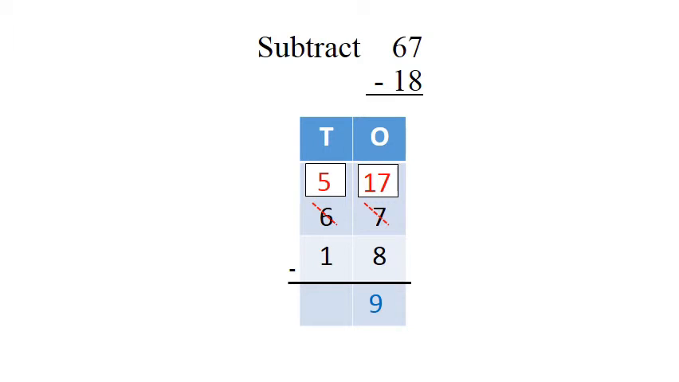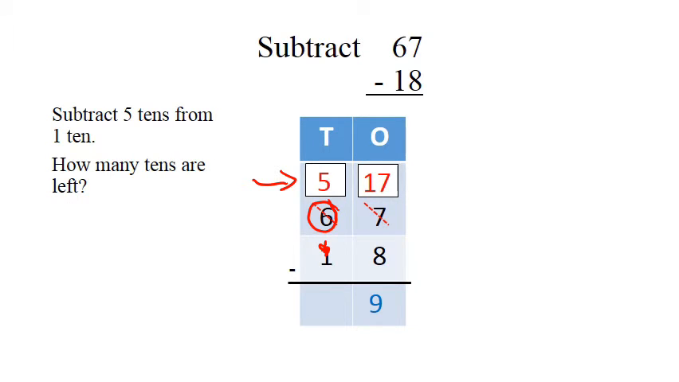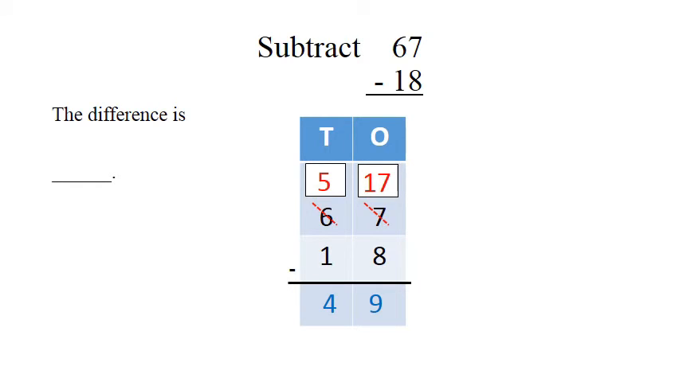The next thing we have to do is subtract the tens. Remember, we decomposed a 10, so now I have 5 tens. I'm going to start with my 5 tens, and I'm going to take away 1 ten. 5, 4. How many tens are left? 4 tens. Then I have to record that into my tens place. Therefore, my difference is 49.